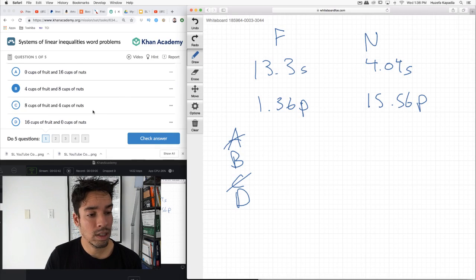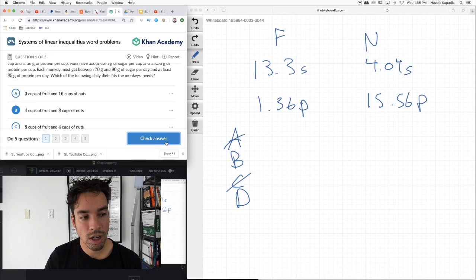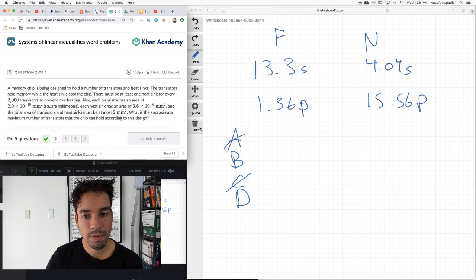16 cups of fruit. I can already tell you that's crazy for the sugar. That's going to be way over. So that was just a plug and chug. Knock it out just like that. Let's go on.